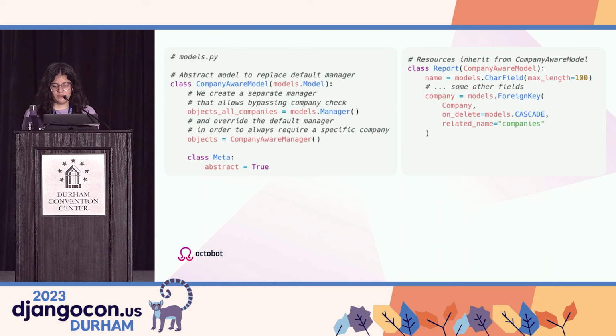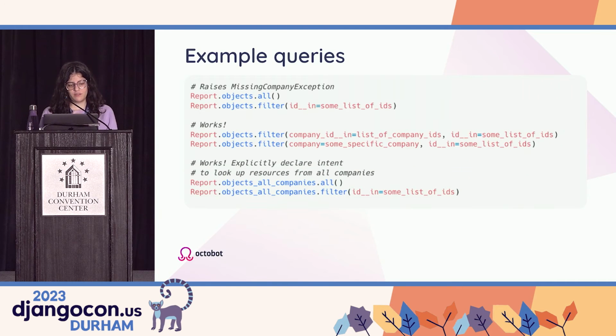The way this would work is if you have these example queries, for example, the first two, so if I try report.objects.all and report.objects.filter and some imaginary filter query that I want to run, for example, ID in some list, this will raise our missing company exception. However, if I try to filter and I add either the company, referencing some specific company, or the company ID, you don't have to make it be an exact match. I can use, for example, company ID in a list of company IDs. This will work as expected.